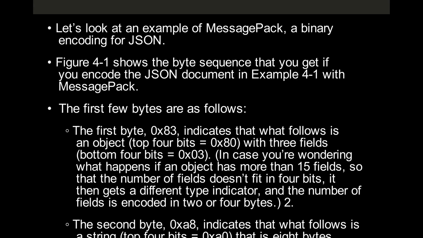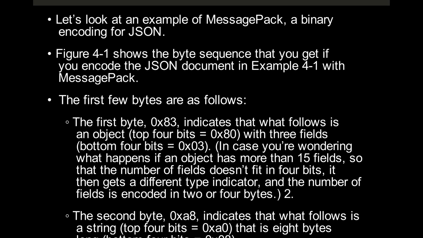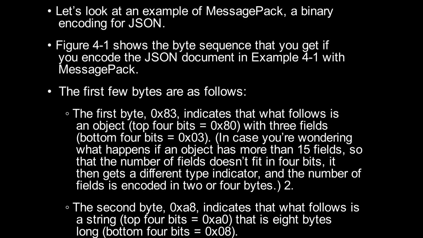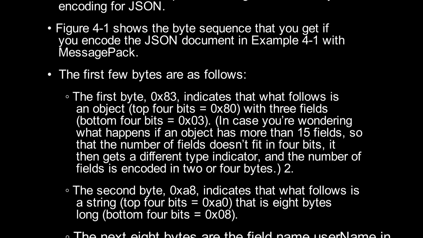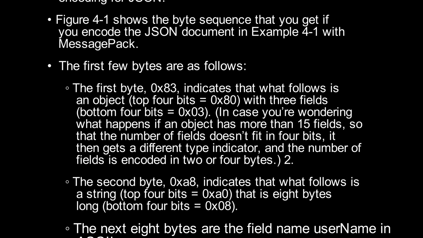In case you're wondering what happens if an object has more than 15 fields, so that the number of fields doesn't fit in 4 bits, it then gets a different type indicator, and the number of fields is encoded in 2 or 4 bytes.